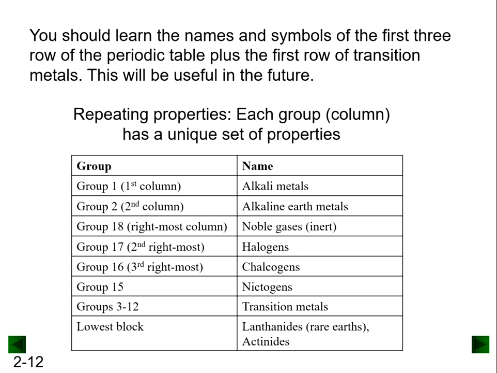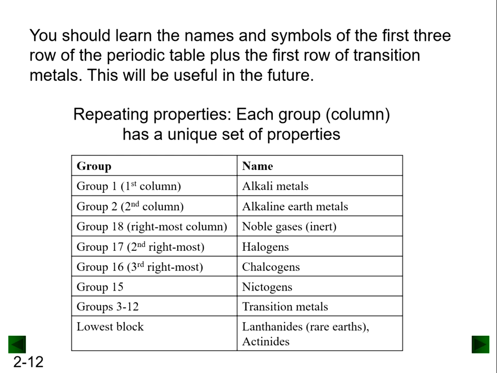And then group 16 is the third rightmost, and that's sometimes called the chalcogens. That's not a real common name, but they're called chalcogens. In group 15, you'll sometimes see the phrase pnictogens. Groups 3 through 12 in the middle, those are the transition metals. Each column of transition metal tends to form similar sorts of compounds, and the block as a whole, groups 3 through 12, tends to have similar chemistry as well. And the lowest block, that's the lanthanides and the actinides, they tend to have similar chemistry.